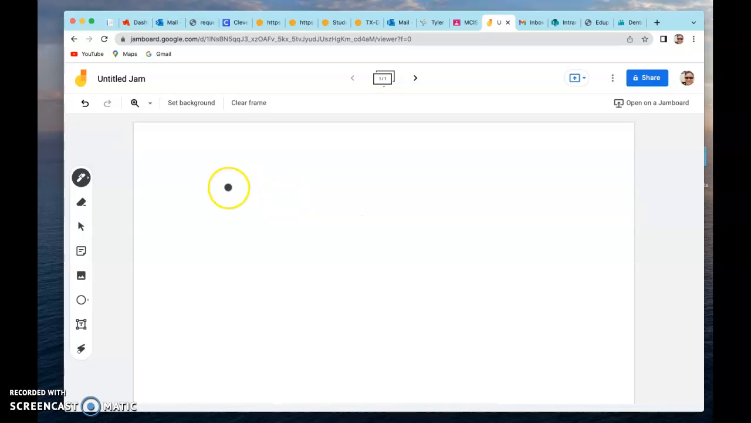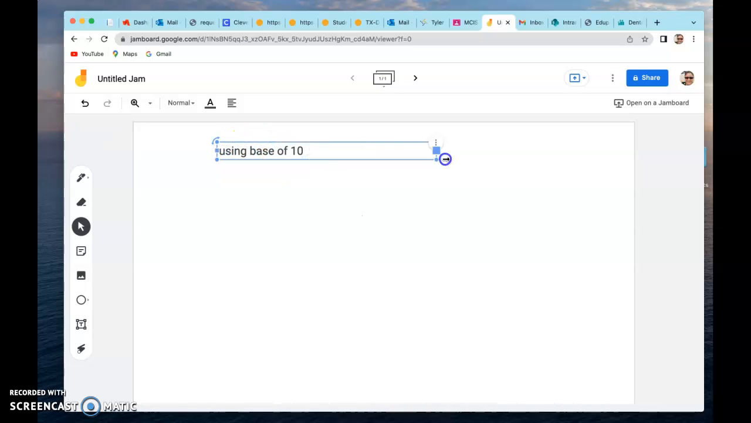Using base 10. Using base of 10. This is the 100ths. Trick.